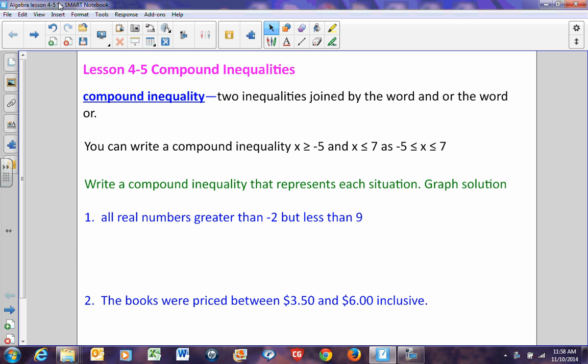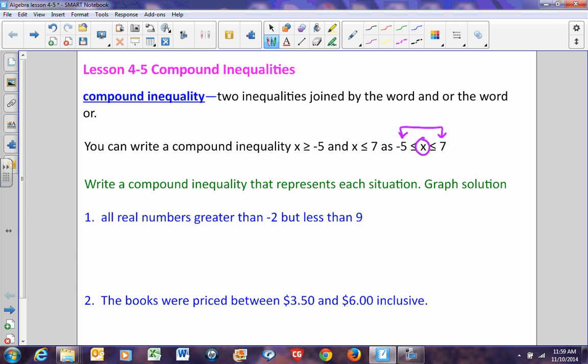You can write compound inequalities, especially compound inequalities with the word and, together as one inequality. For example, if you have x is greater than or equal to -5 and x is less than or equal to 7, you can rewrite that as -5 is less than x, which is less than or equal to 7. Literally what this means is x is between -5 and +7, because it falls in between those two numbers.